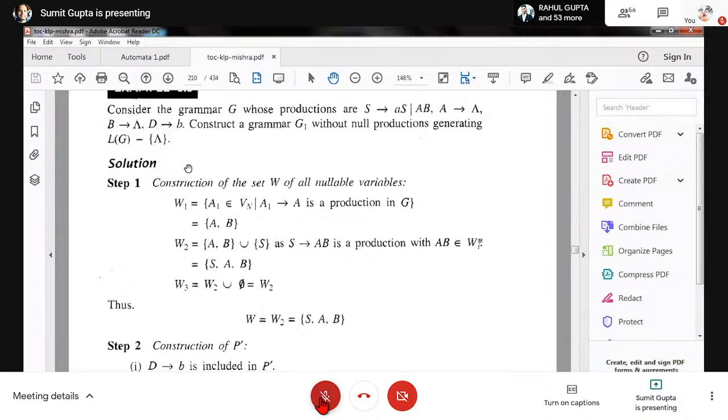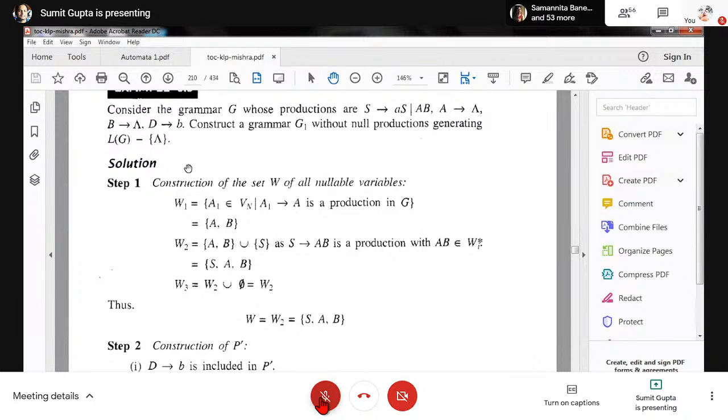What does that mean? Since the format is capital A gives (V union sigma) whole star, on the right hand side we have zero or more occurrences of variables or terminals. Non-terminals are capital letters, that is variables, and terminals are small letters. So on the right hand side, whenever we apply a particular production rule, the length or size of the string will go on increasing. But imagine if we apply a null production there, then our string will not increase.